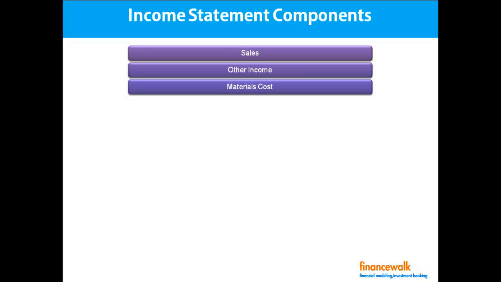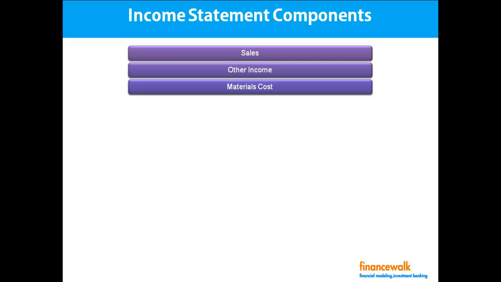After other income, let's move to materials cost. What is materials cost? That is opening stock plus purchases made during the year minus closing stock. I repeat, opening stock plus purchases made during the year minus closing stock is called materials cost.